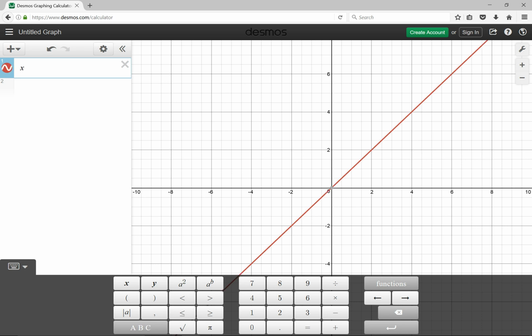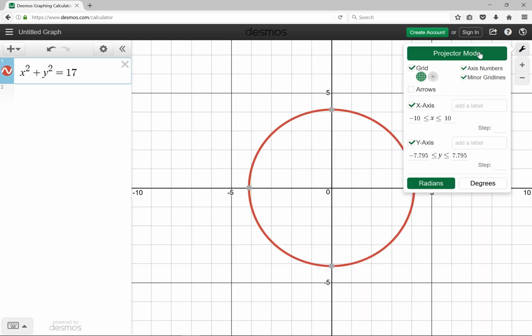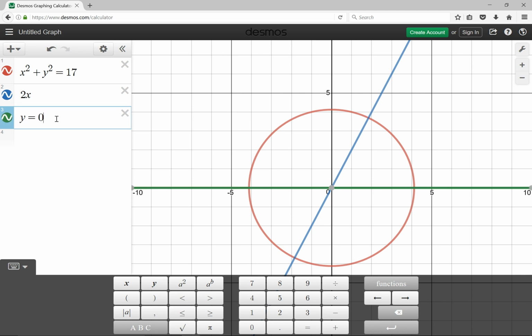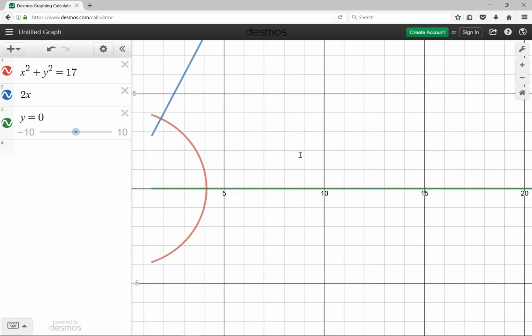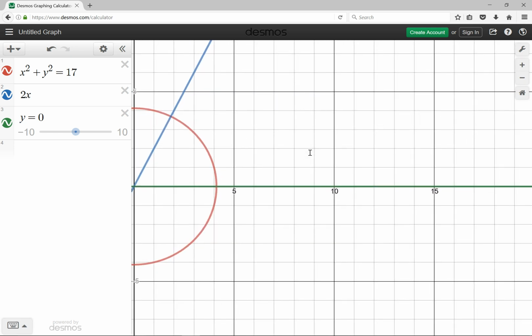I'm going to do x squared plus y squared equals 17, which is weird because it's not a nice easy square root, but nobody cares. And y equals 2x, and y equals 0. And specifically in the first quadrant. This region here.